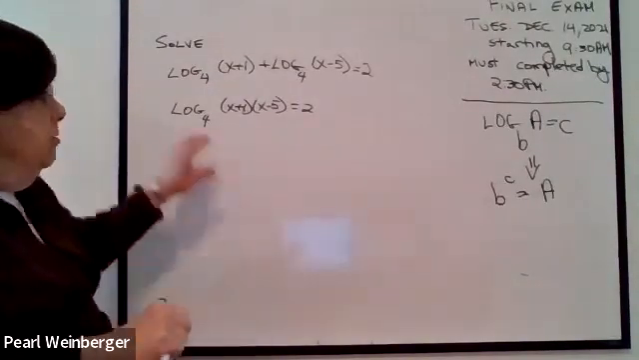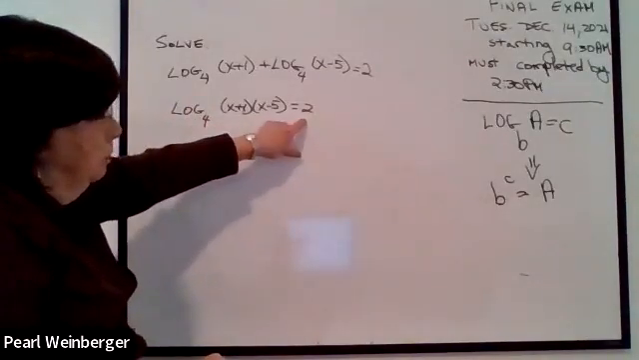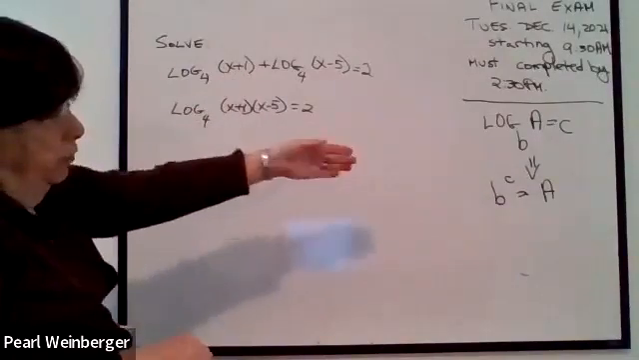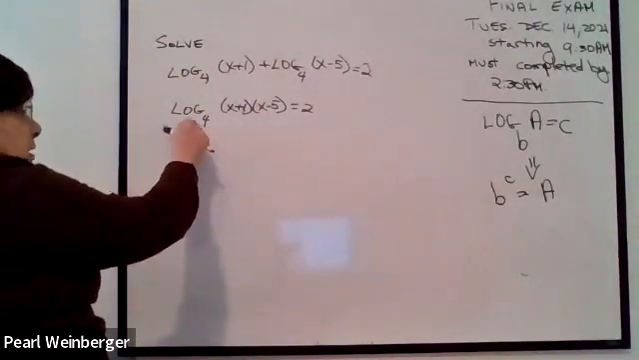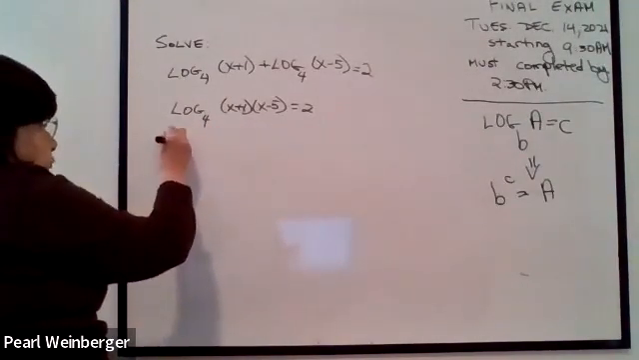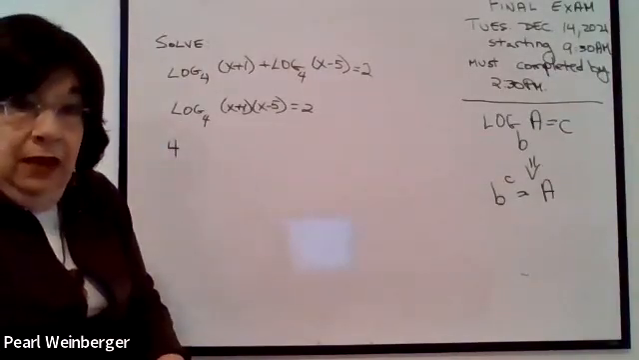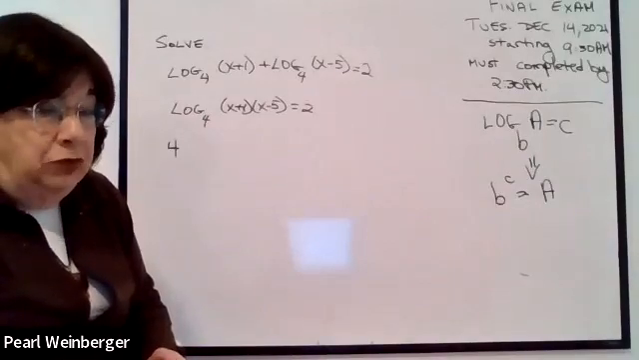And of course, now that I have a single log over here equaling a number, I can go from the log format to the exponential format. There's my basic rule. My base is the subscript, which in this case is 4. Don't forget, if no base is written in, it's not that the base was forgotten.